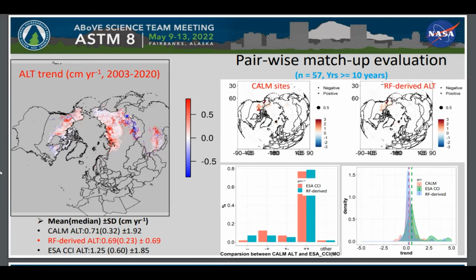Using these 57 sites, our ALT dataset showed the deepening trend is around 0.69 centimeter per year, which is not statistically different from the CALM measurement, but is indeed lower than the ESA CCI ALT dataset.